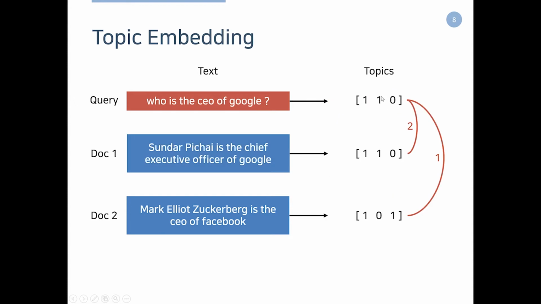As a topic embedding, we can say the first digit means CEO, the second digit means Google, and the third digit means Facebook. Then it looks like this. Document 1 has 2 matchings, and document 2 has only 1 matching. So for the matching score in topic space, document 1 has a much higher score.